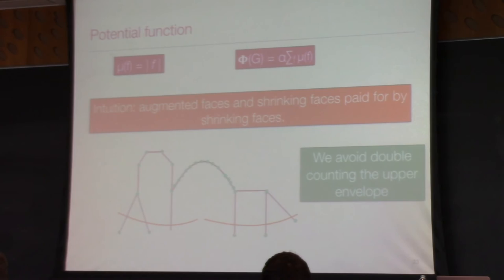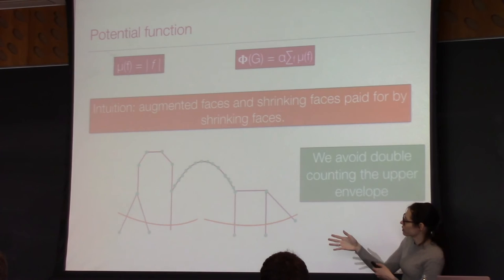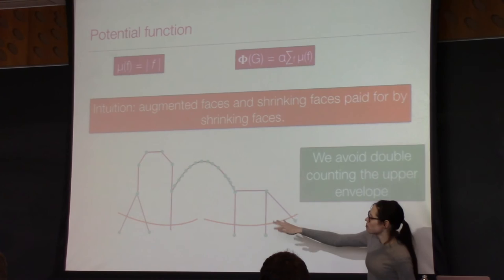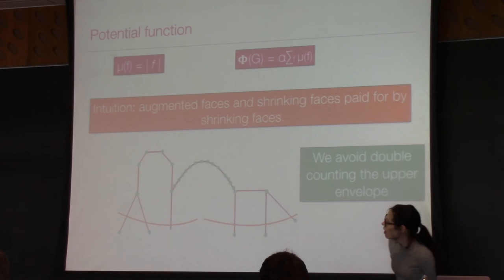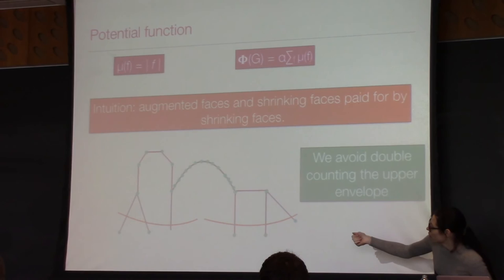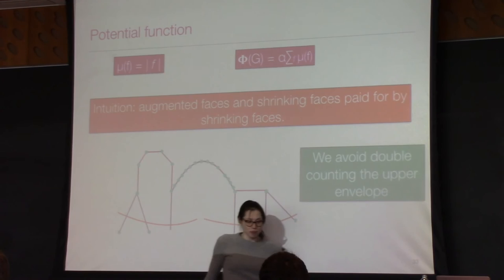Wait, so how are the shrinking faces paying for the shrinking faces? Or do you mean the preserved faces? So the shrinking faces, we're talking about still in the case of less than root n, but let's say we have a relatively small but not too small shrinking face, like the one second from the left. The complexity of that is actually changing at least a fair amount, because we're removing all of these edges here, but also the potential is decreasing as well.